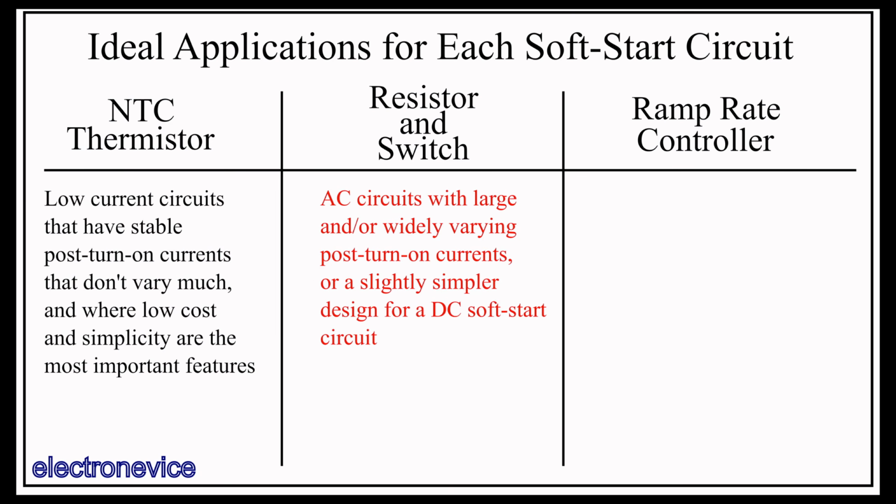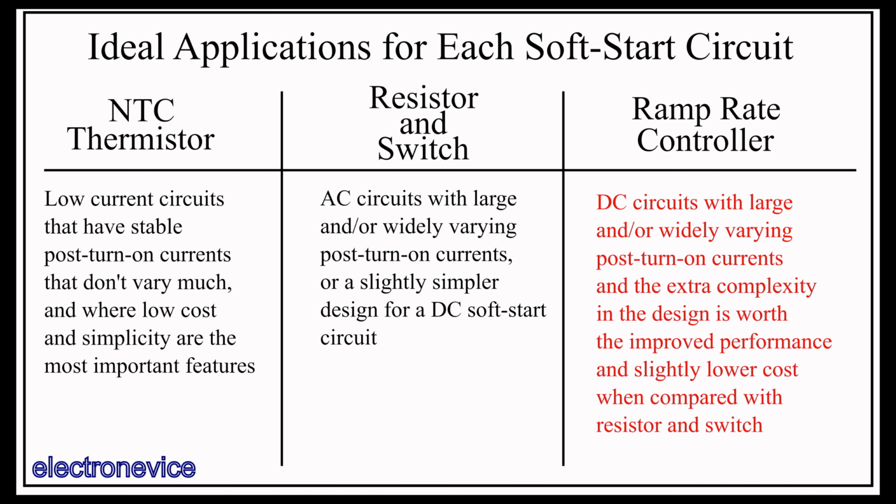The resistor and switch is best for AC circuits that need to be efficient, or have large or widely varying post-turn-on currents, or a slightly simpler design for a DC soft start circuit than the ramp rate controller. The ramp rate controller is best for DC circuits that need to be efficient or have large and or widely varying post-turn-on currents, and the extra complexity in the design is worth the improved performance and slightly lower cost when compared with the resistor and switch.